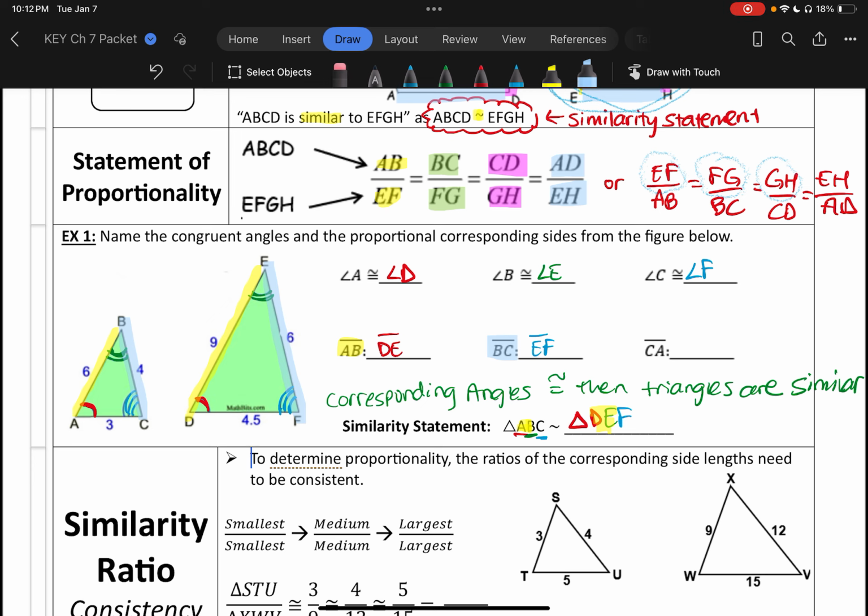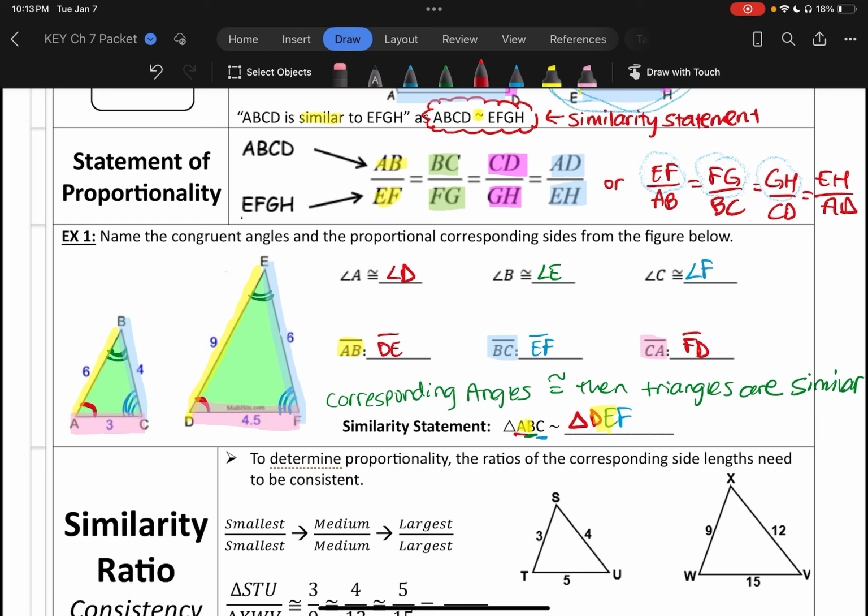And then lastly, we have CA. Okay, CA would be to, well, this bottom side here, but you want to pay very careful attention to the order here. It said CA, right? So blue angle to red angle. Blue angle to red angle would be FD. So this would be FD.